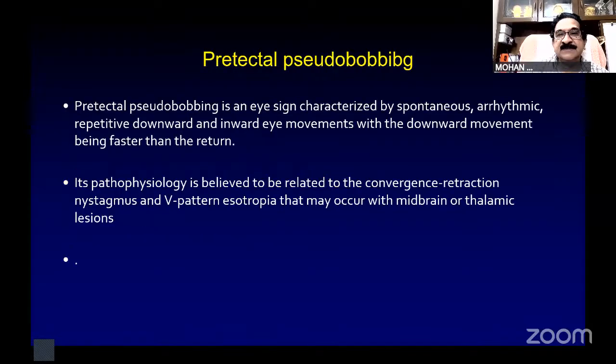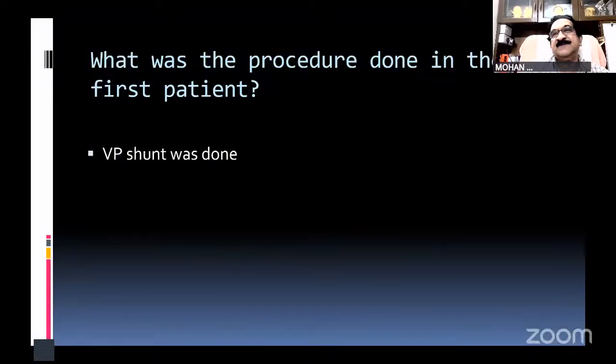Now, this is just 2 sentences. Spontaneous, arrhythmic, rapid downward and inward eye movement, with downward movement being faster than the return. Pathophysiology believed to be related to the convergence retraction nystagmus and the V pattern esotropia that may occur with midbrain or thalamic lesion. This explanation given. So this procedure was VP shunt.